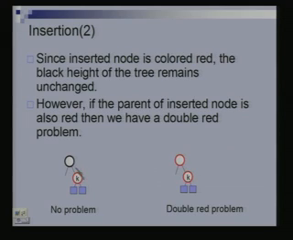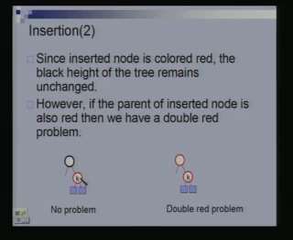Now, if the parent of this node is black, then we have no problem, right? Because this node is colored red, the black height of the tree has not changed. The black height of these external nodes is the same as the black height of the external node which was sitting earlier at this location, and which was the same as the black height of the other external nodes in this tree. So that property of the red black tree continues to hold. That is primarily because we have introduced a red node and not a black node, yeah?